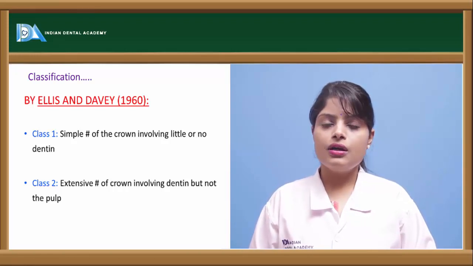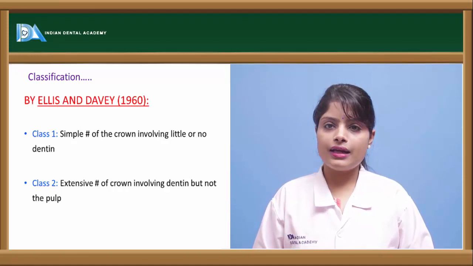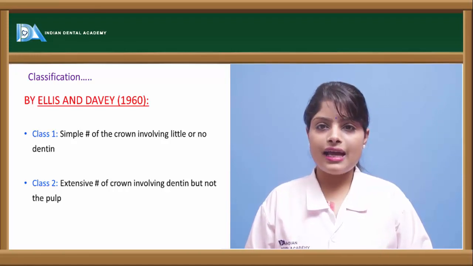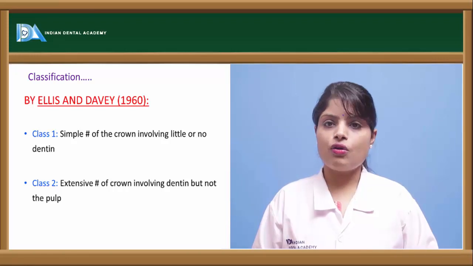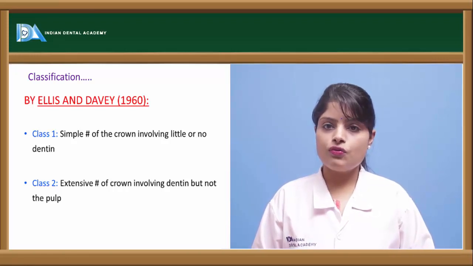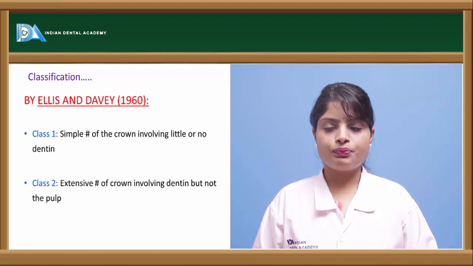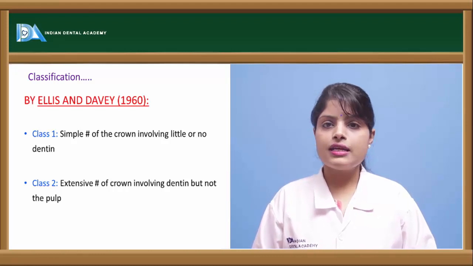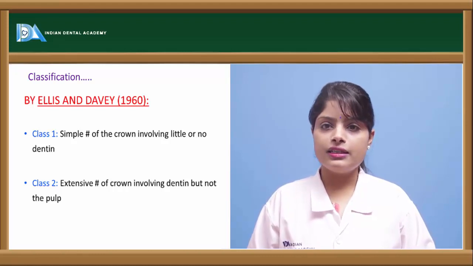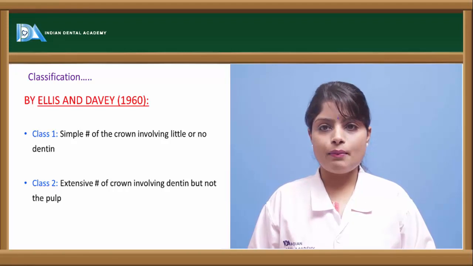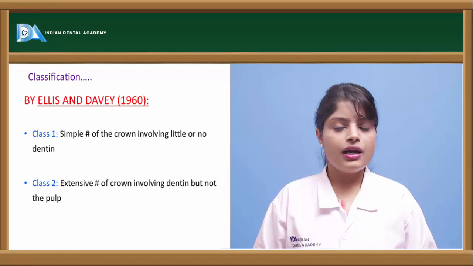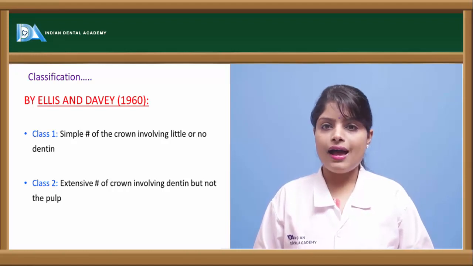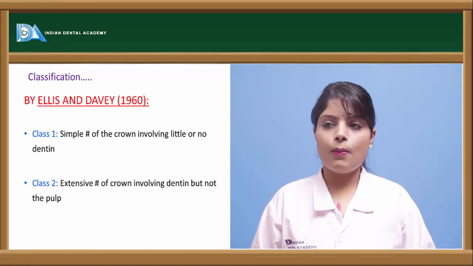For example, a tooth. So, Ellis and Davy in the year 1960 had put forward a classification of fracture of anterior teeth, which involves 9 classes. Class 1 involves simple fracture of teeth involving only enamel, and it's basically an uncomplicated fracture. It does not require or has involvement of dentine or pulp.